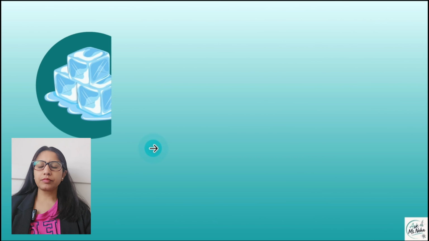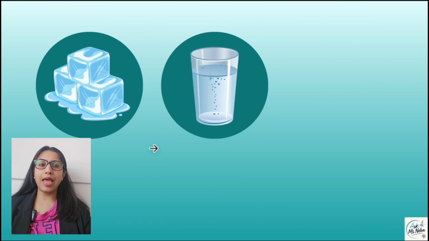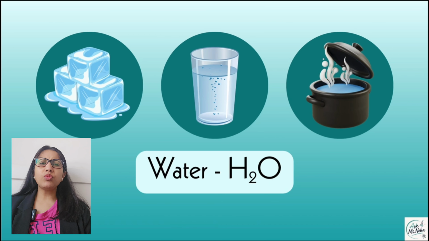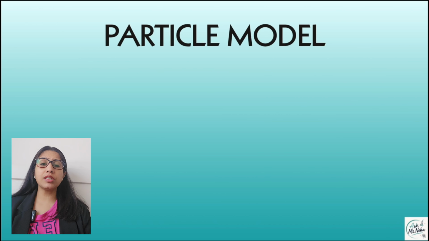Quick question. Ice, water and steam. They're all the same, which is water, but why do they behave differently? Let's find out. The particle model explains this precisely with 4 key ideas. The first one, particles. Every solid, every liquid, every gas, whatever you see around you, every matter is made of these tiny particles.